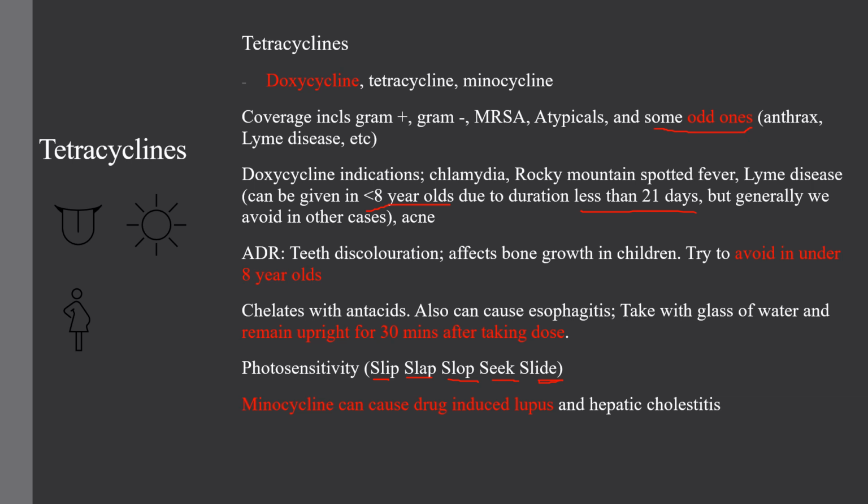Minocycline can also cause a rare side effect called drug-induced lupus and hepatic cholestasis, but honestly, I would just remember the drug-induced lupus. And then you need to adjust the dose in renal impairment as it can increase urea levels. And then also generally these medications you want to avoid in pregnancy. So as you see here, the teeth discoloration and esophagitis, the sun, and pregnant women.